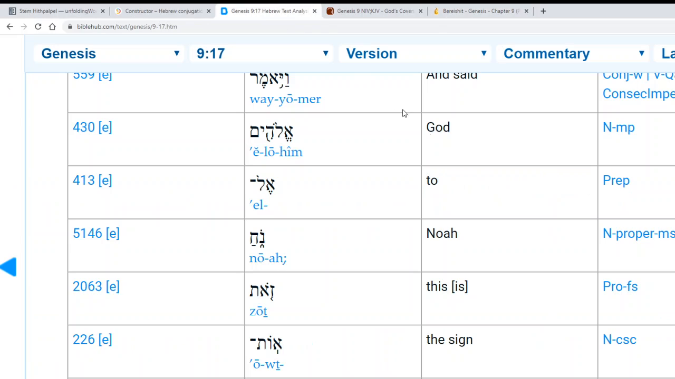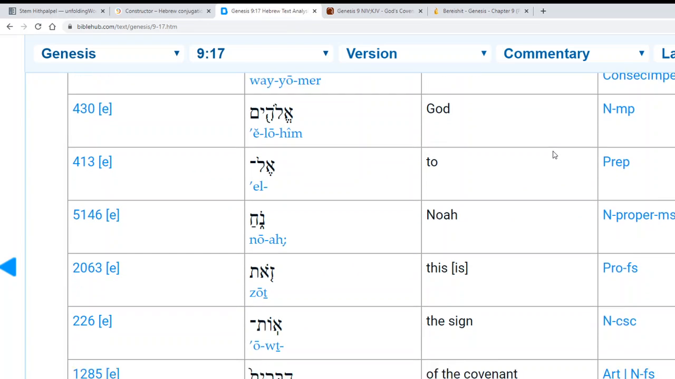Yeah. Verse 17. Sorry, just my mind wandering.